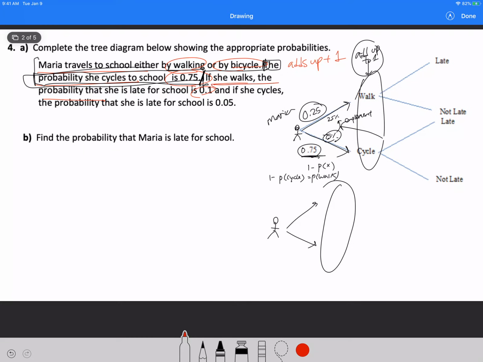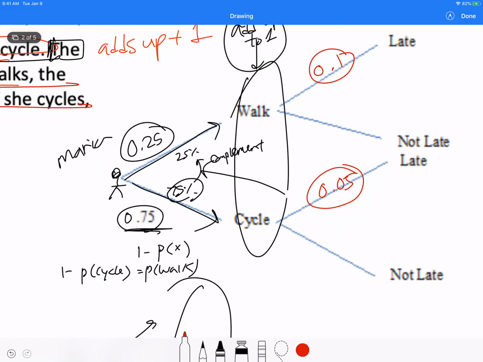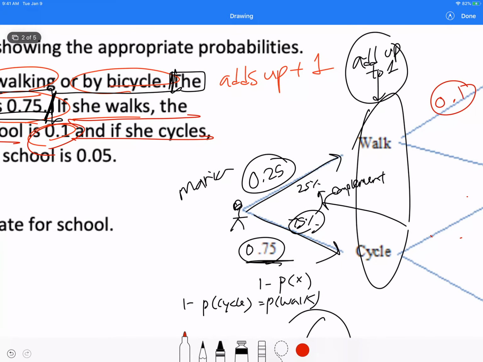If she walks, the probability that she is late for school is 0.1, and if she cycles, the probability that she is late for school is 0.05. So if she walks, the probability that she is late is 10%. And if she cycles, the probability that she is late for school is 0.05. So you have to make sure you indicate each of these numbers accordingly. I'm going to use a different color here, and I'll show you in a second why. Let's say blue.